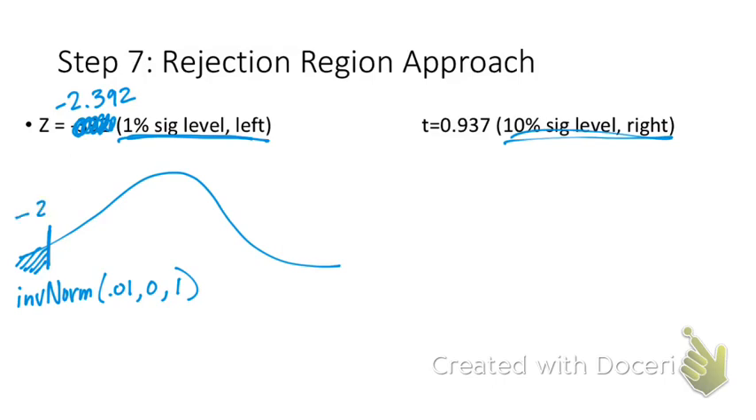Negative 2.34. Negative 2.326. So is this number, negative 2.392, in the rejection region or not? Yes, so you reject. So I would reject the H0.